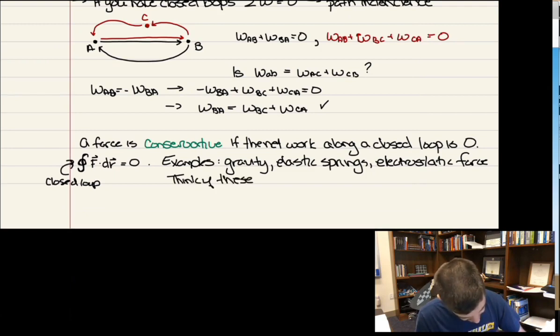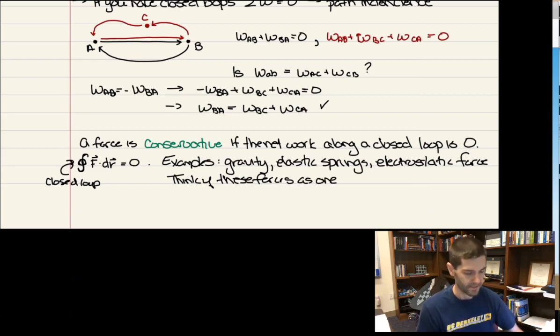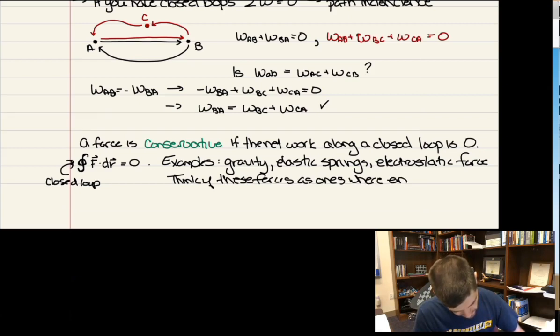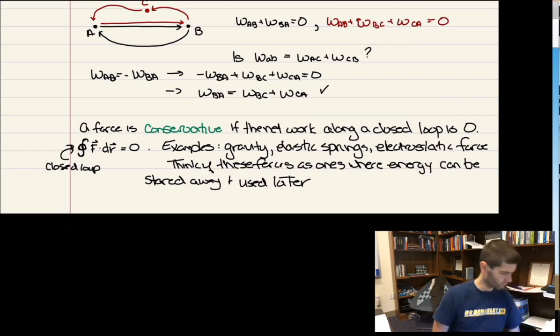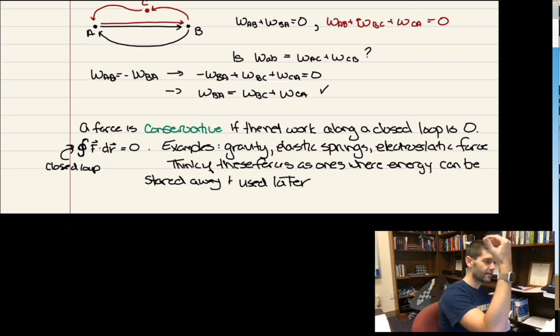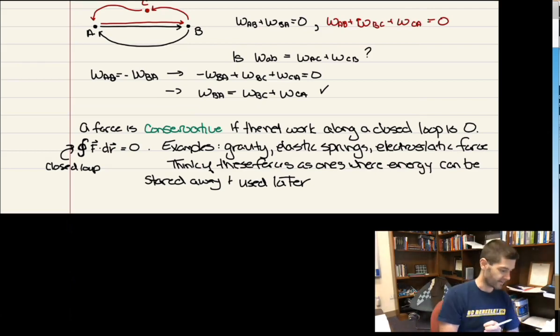We can think of these forces as forces where energy can be stored away, and used later. You can potentially get it back if you need to. An apple gets thrown into the air, gravity takes away energy, but gravity gives back that energy when it falls back down.